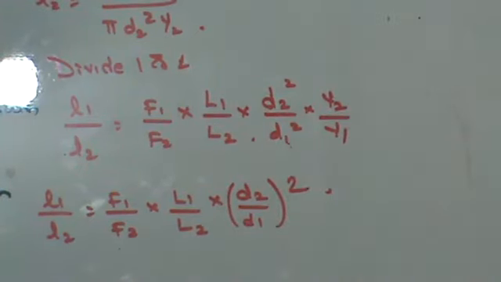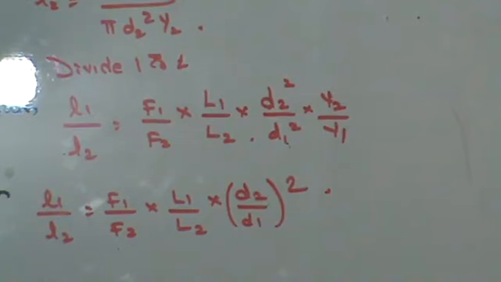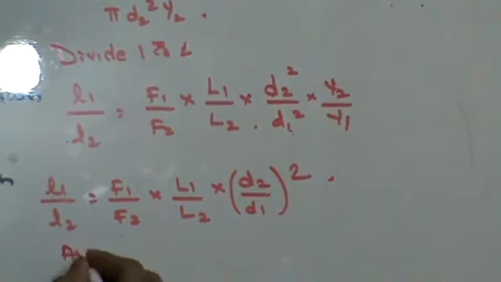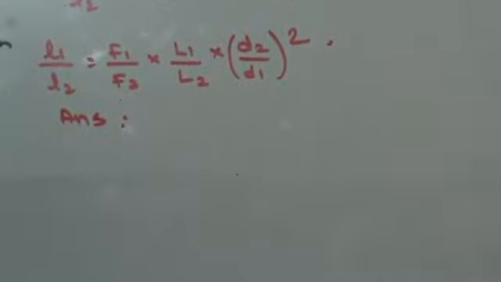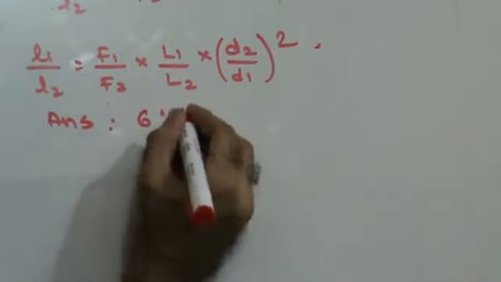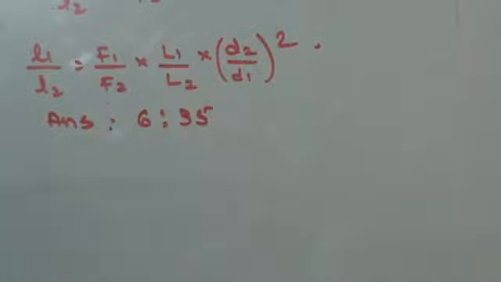I presume all the values are given to you, so you should come to know the answer. The answer for this, when you solve this, should be 6:35. Right? Do we get this?